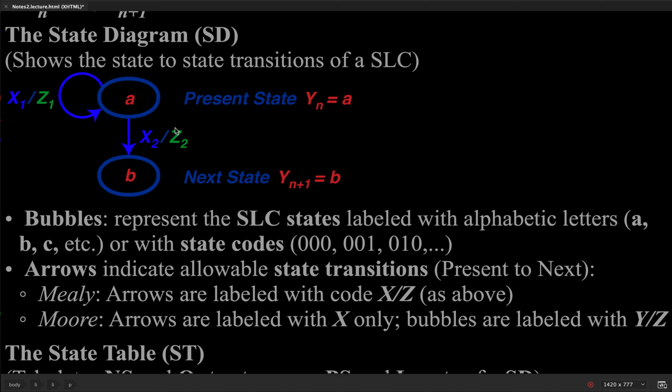Okay, the dividing sign has nothing to do with division, it's just separating these two quantities. Now in the ECE book, you will find them written with the inputs, and the outputs will be, instead of a slash over here, written below the states here and here.